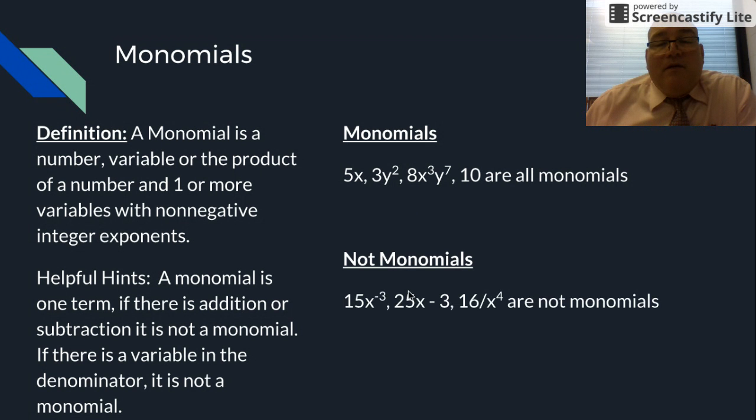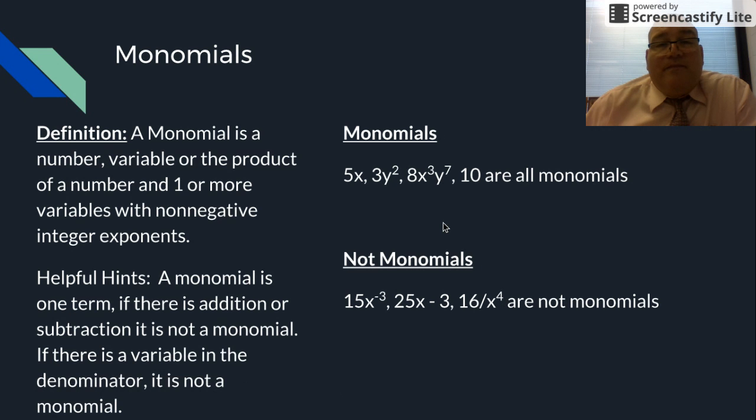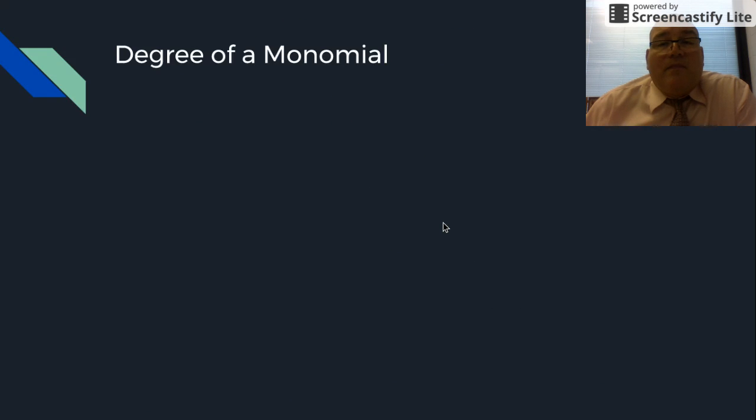These are not monomials. 15x to the negative third, because the exponent is a negative integer. 25x minus 3, because there's a subtraction sign. 16 divided by x to the fourth, because there's a variable in the denominator. Those are not monomials.